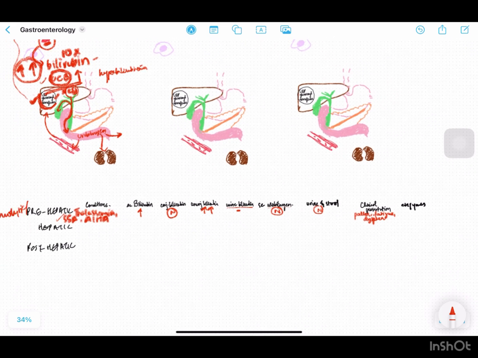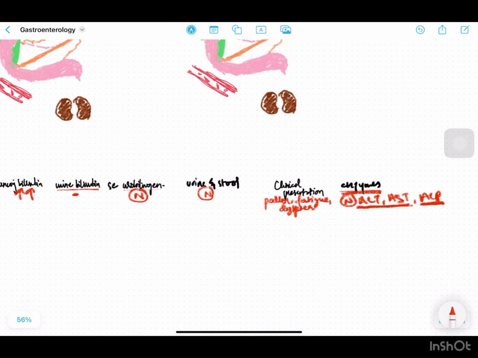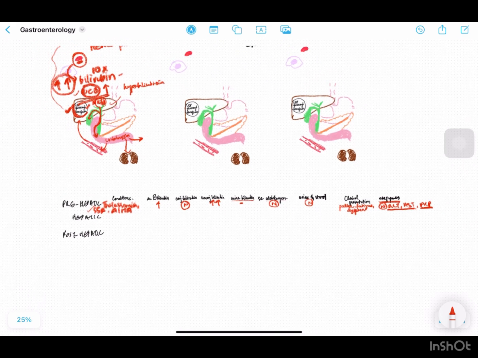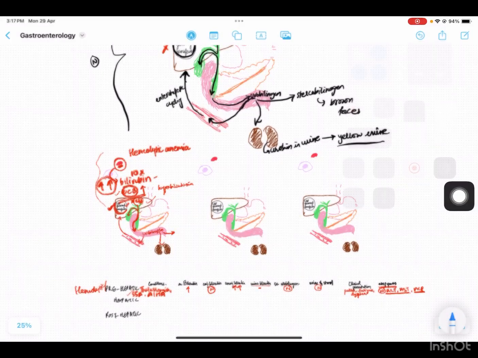What happens to the liver enzymes? There's no defect in the liver, there's no defect in the bile duct. All of that is going to be fine. So we are going to have normal ALT, AST, and ALP. These things would be raised if there is a liver pathology, and this would be raised if there was a bile duct pathology. And this is all normal. So these are our lab findings of prehepatic jaundice. Serum LDH increases in hemolytic anemia.